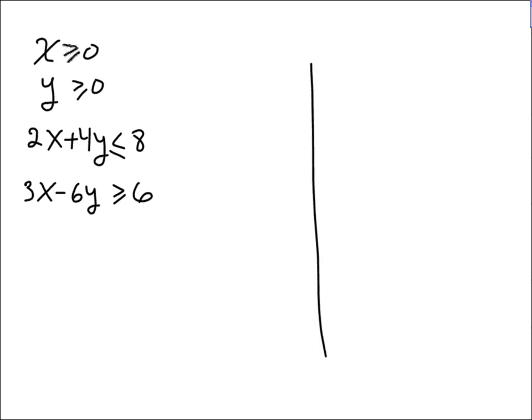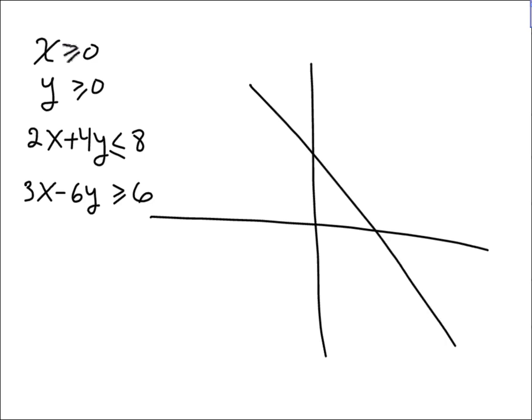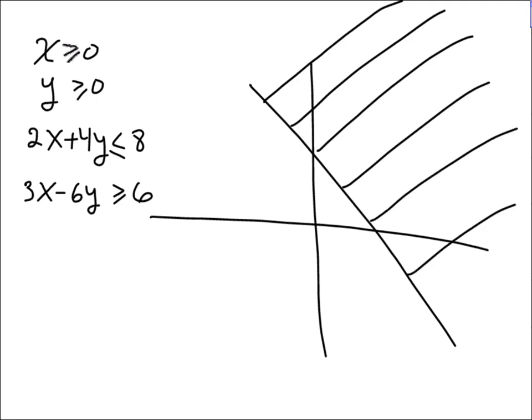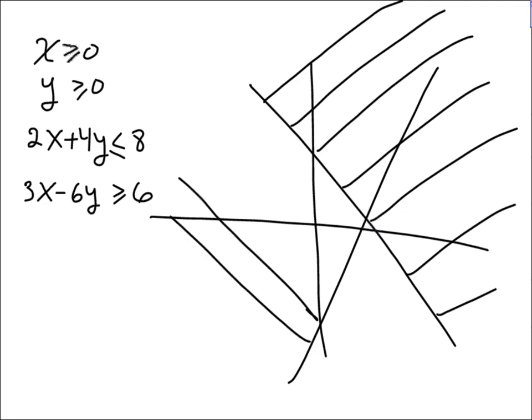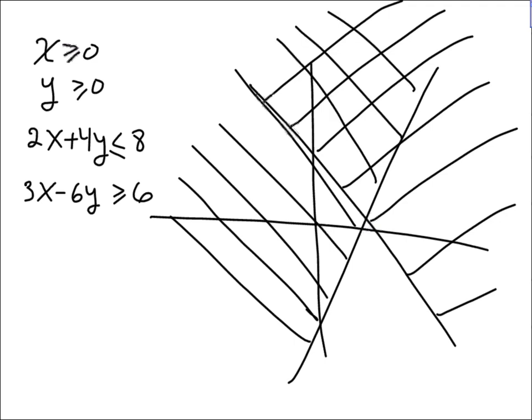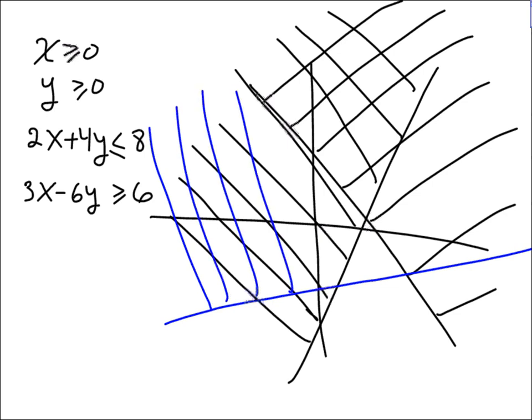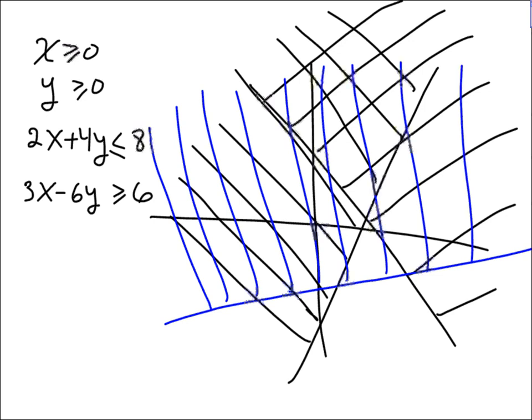Let's just say, for argument's sake, one of the lines looks like this, and you shade it this way. And the second line looks like this, and you shade it that way. And the third line looks like this, and it's to be shaded this way. And yet, our fourth line goes like this, and it is shaded this way.